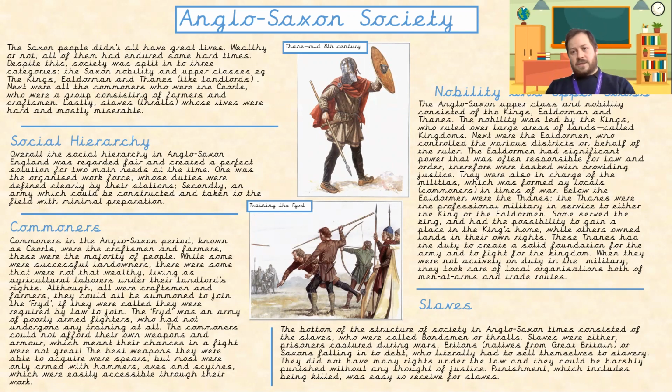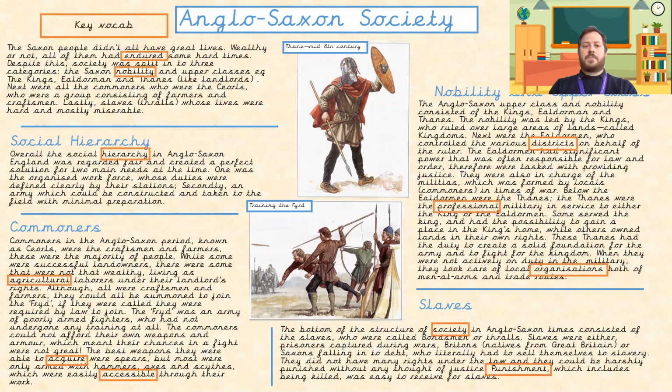So that's our model text. Quick reminder here of our key vocab. We had endured, nobility, hierarchy, agriculture, acquire, accessible, districts, professional, organisations, society and punishment. And if you need a brief recap of what some of those words might mean, you can always go back and look at our video around the key vocab.